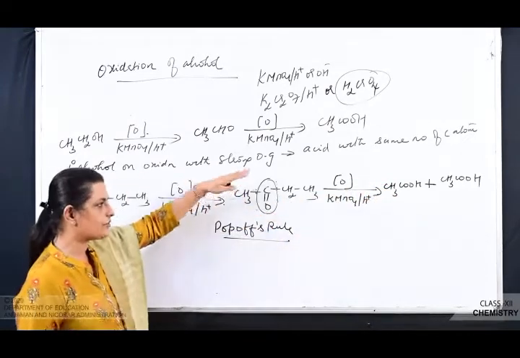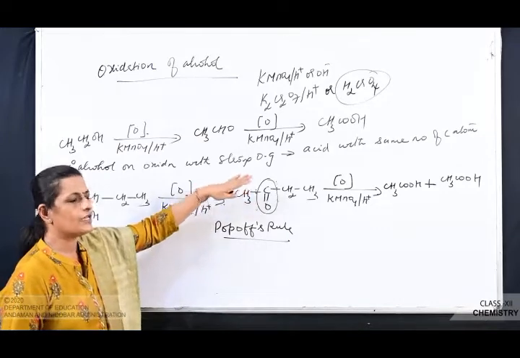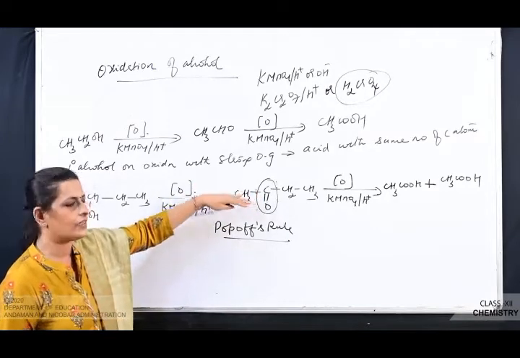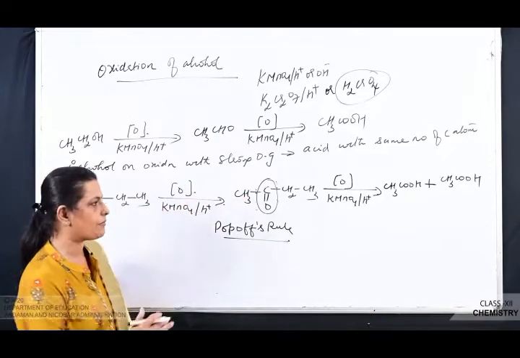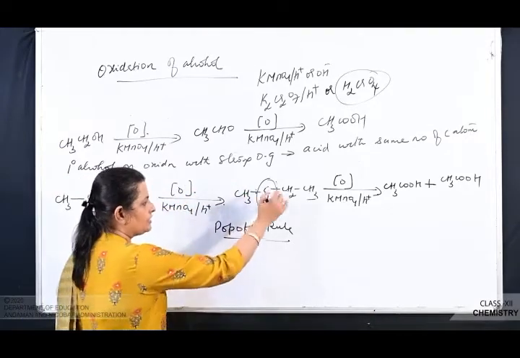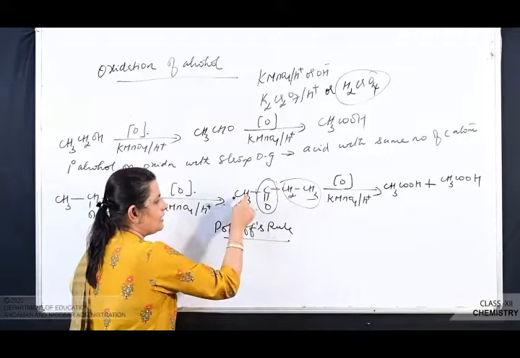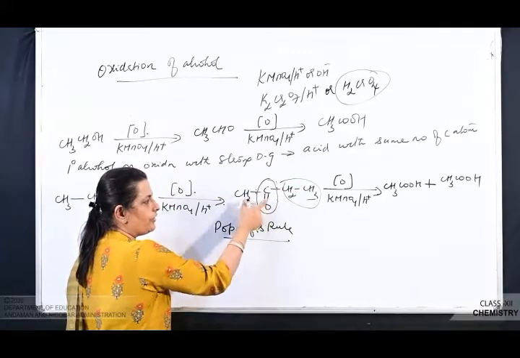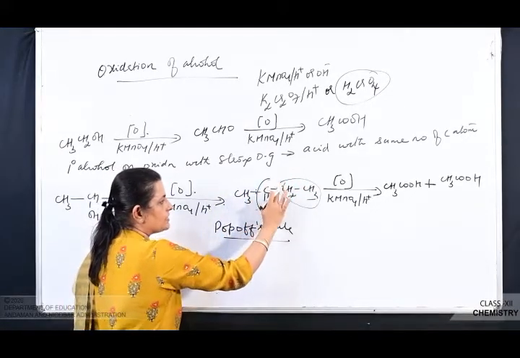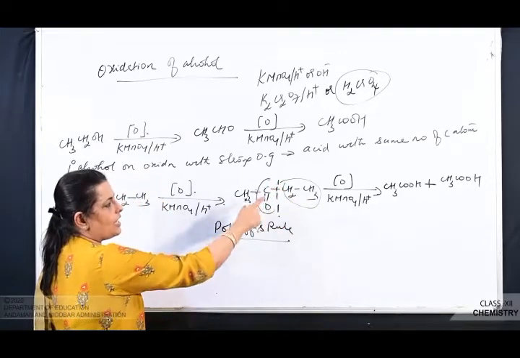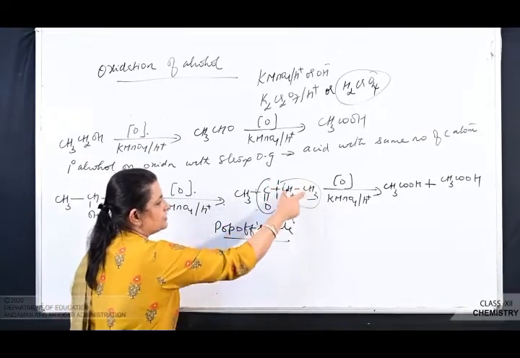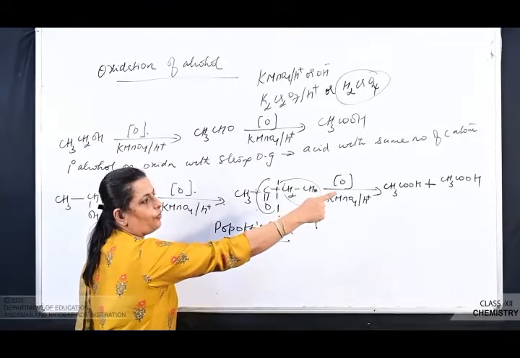And in case of unsymmetrical ketones, the keto part will always remain with that alkyl group which is small in size. So the cleavage will take place in such a way only. Here, this alkyl is bigger in size and this is small in size. So the CO will remain with this. So the bond cleavage is taking place where? It will take place here. So what will be the product? CH3COOH, and the CH2 is oxidized and converted to COOH.